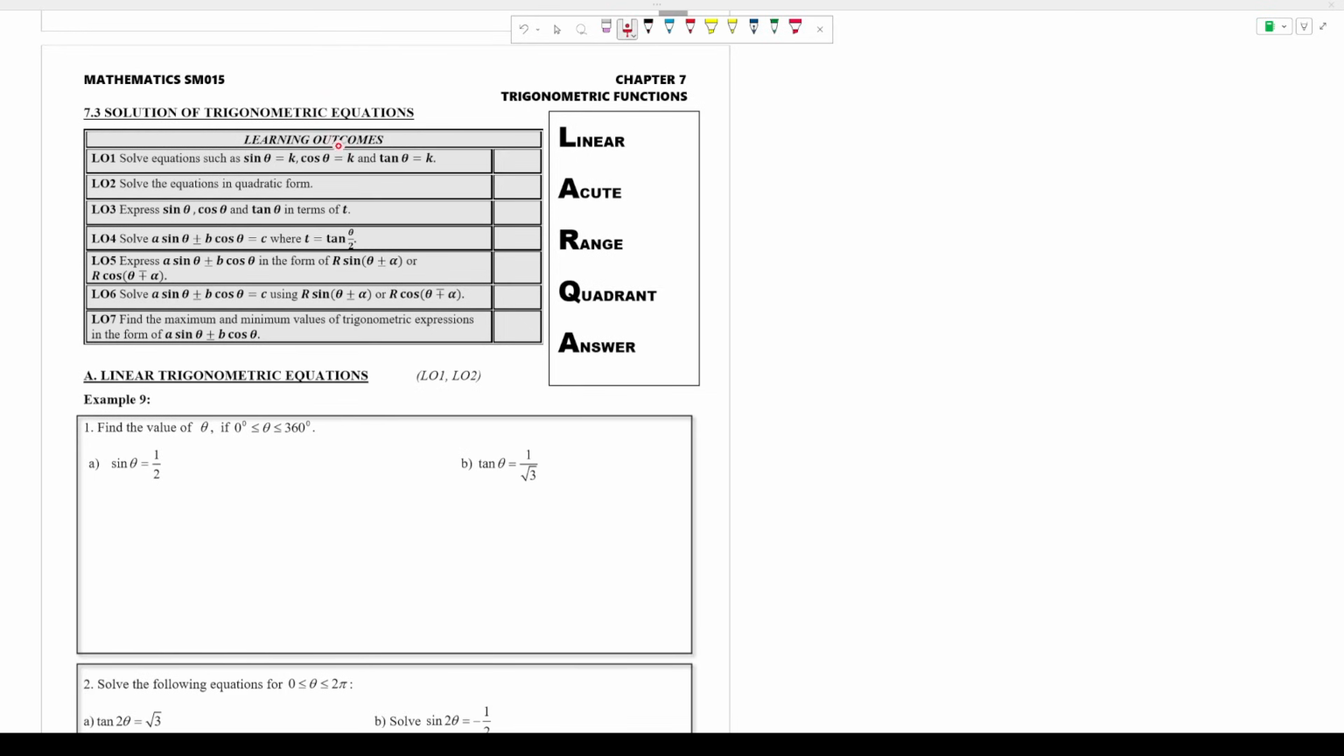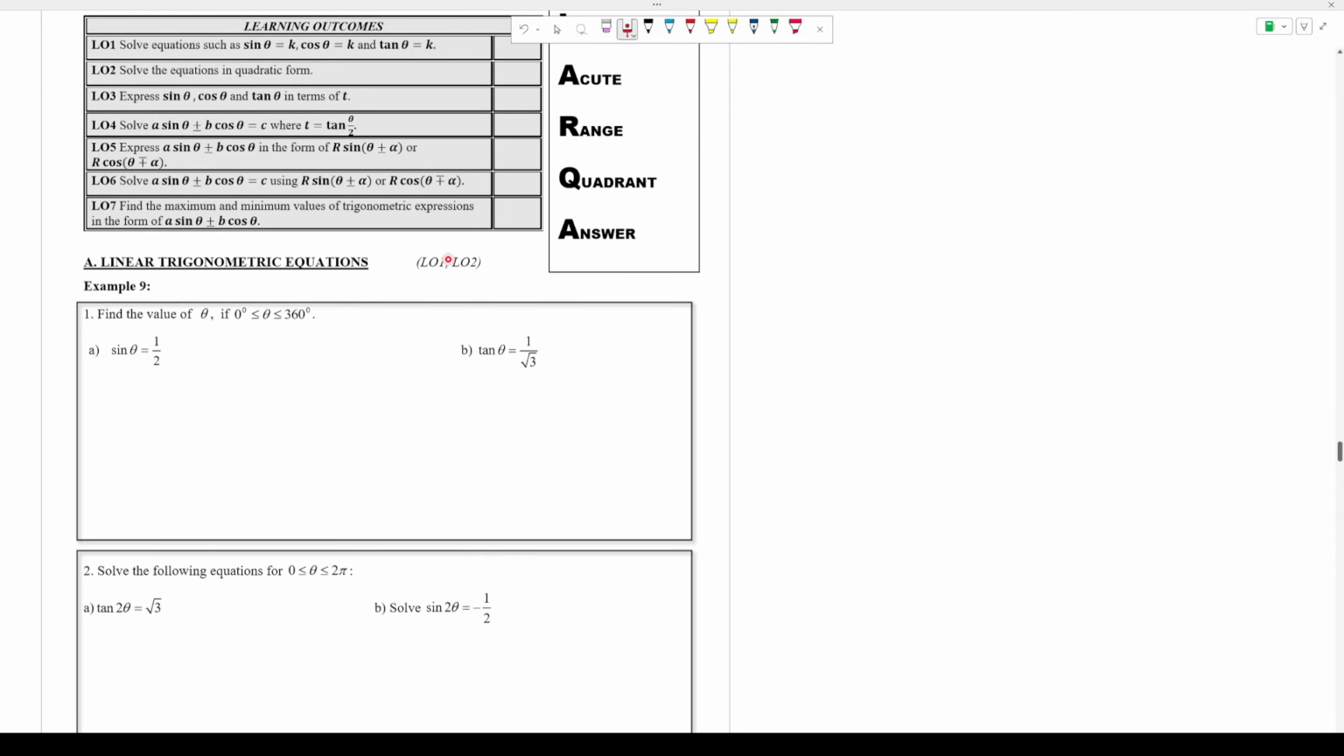In 7.3, we're going to look at solutions of trigonometric equations, which means we're going to solve equations that involve trigonometry: sine, cos, tangent, and so on. We'll look at simple ones first, which are linear trigonometric equations.